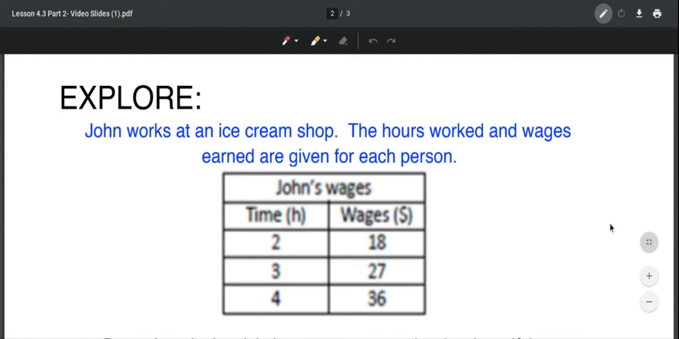John works at an ice cream shop. The hours worked and wages earned are given for each person. John's wages are as follows. For 2 hours, he earns $18. For 3 hours, he earns $27. For 4 hours, he earns $36.